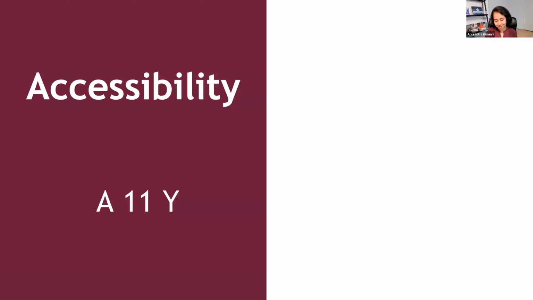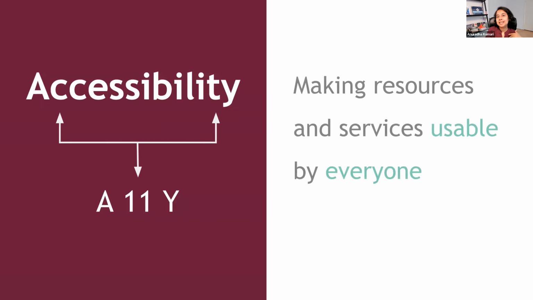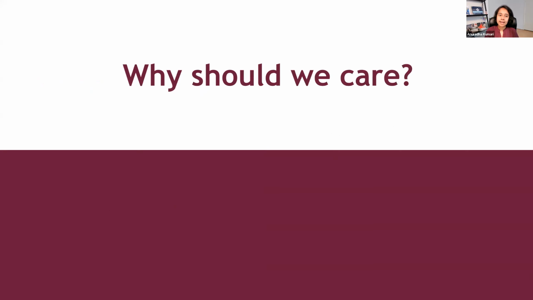So first and foremost, what exactly is web accessibility? Accessibility is also numeronymed as A11Y, where 11 refers to the number of letters between A and Y. It means making resources and services usable by everyone, which includes disabled users. And why is it important, why should we care about accessibility?